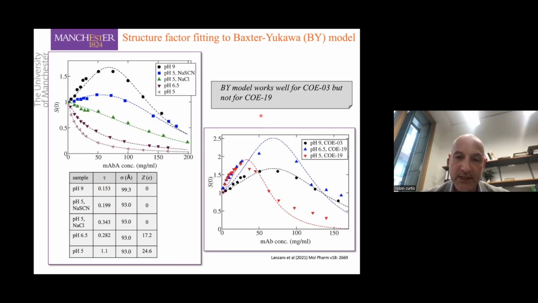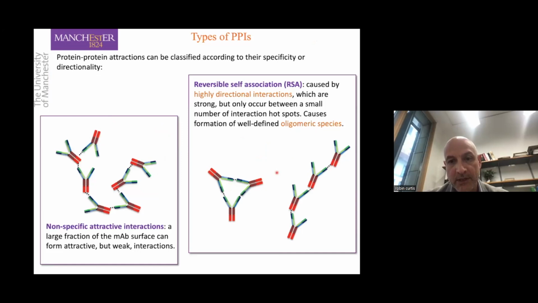And then we looked at the model also trying to predict the behavior of this other system where the interactions are much more attractive. And you can see that the best fits to the model are not very good when we're using this simplified interaction model.